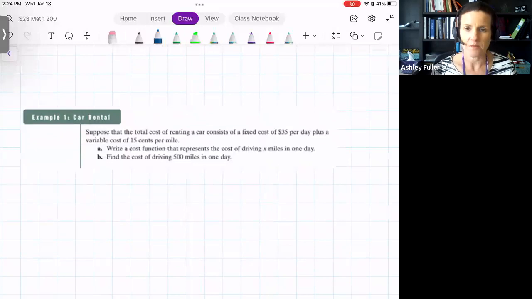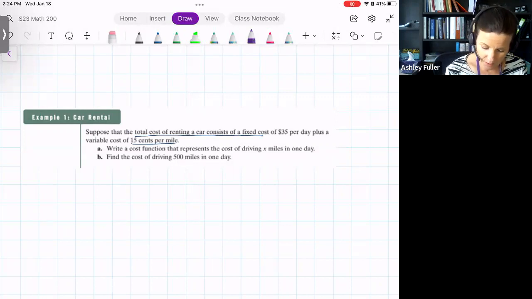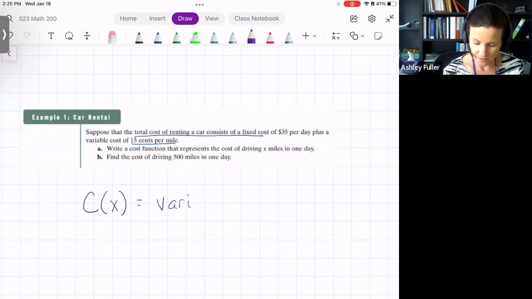First of all, let's consider something about car rental. Suppose the total cost of renting a car looks at a fixed cost, which is $35 a day, no matter how far you drive it, and a variable cost of 15 cents per mile. We need to be able to write a function for this. If you remember from our discussion in functions, we know that that cost function is going to be a sum of the variable costs plus the fixed costs.